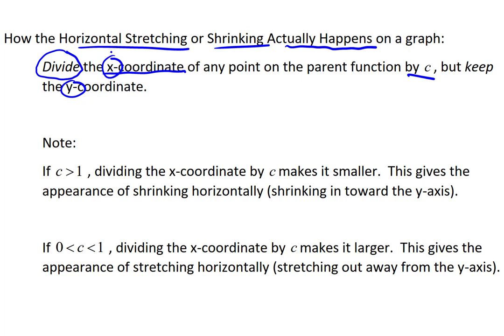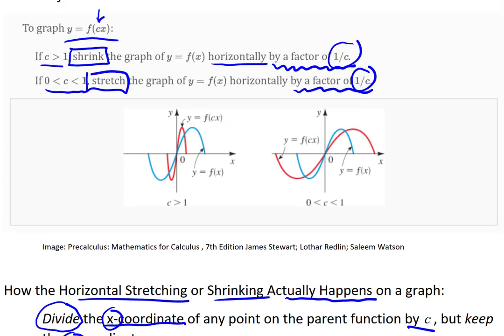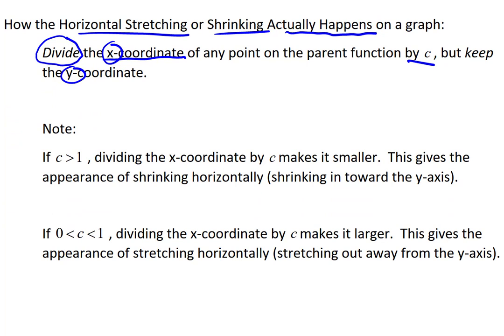Now if you look back up at our definition, we had a moment where we said by a factor of 1 over c. That was true for the horizontal stretch or shrink. The 1 over c factor will be taken care of when we divide by c. So we won't really have to worry about the 1 over or whether it's c. We'll just remember that for horizontal stretching or shrinking, we divide the x-coordinate by c, and that will do it for us.